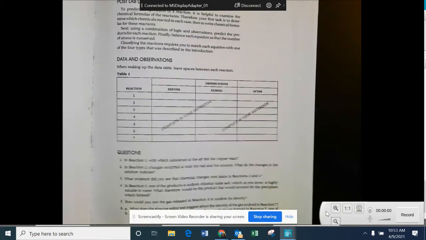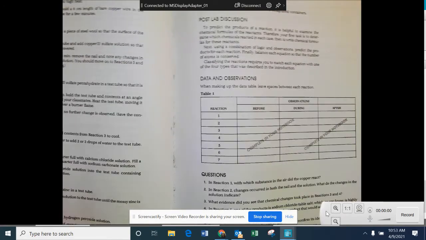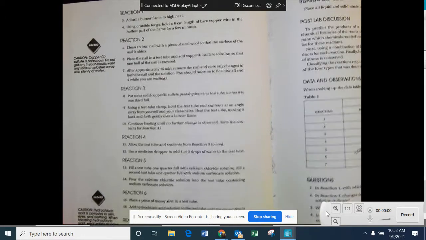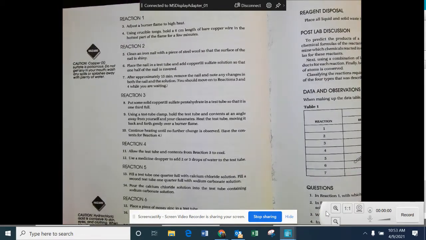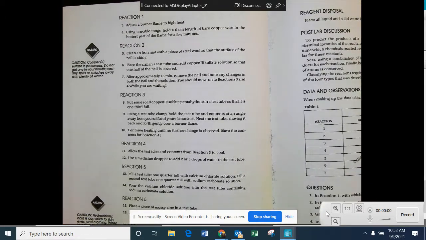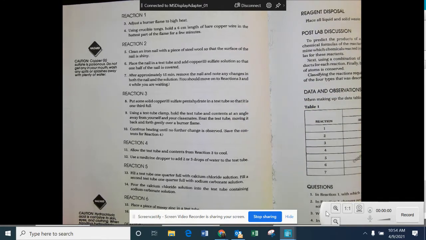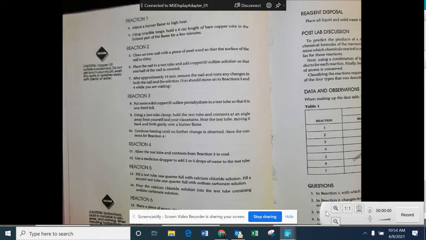The procedure I'm going to have you all read through either today or over the weekend so that you come in and you are ready to go. You can just look at the procedure and you're like 100% ready to go on this.